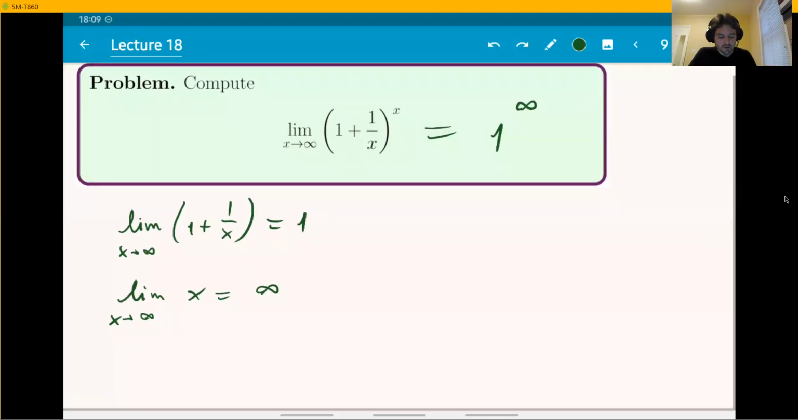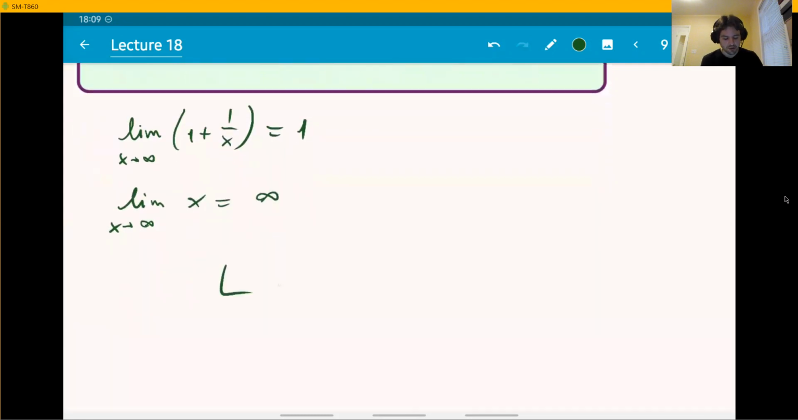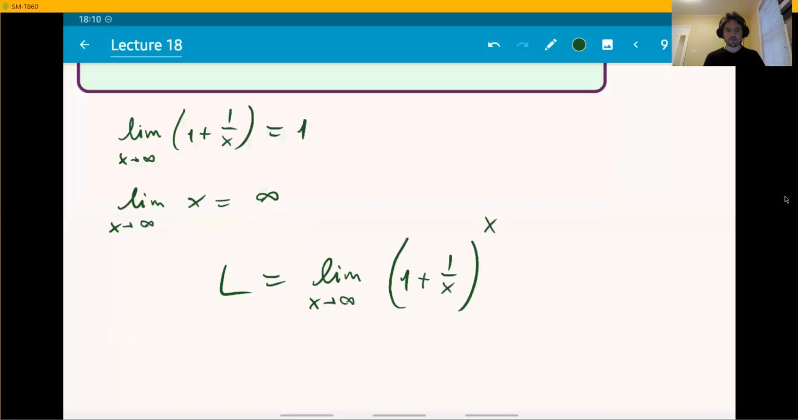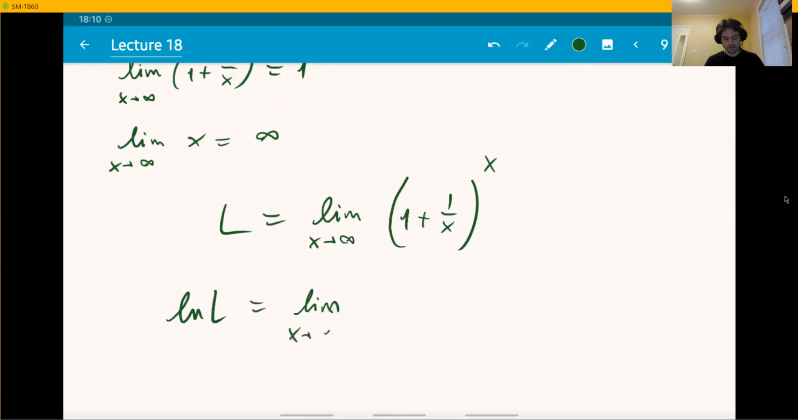What do we mean by that, though? How do we take a log in a limit? This is the procedure that you do. Call it something, maybe L. L is the limit that you want to find. What we're going to find first is the logarithm of L. ln L is equal to limit of ln of the expression.